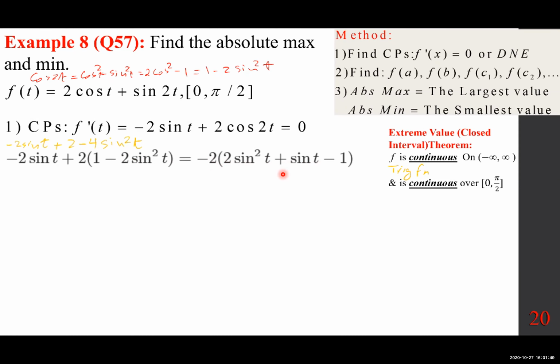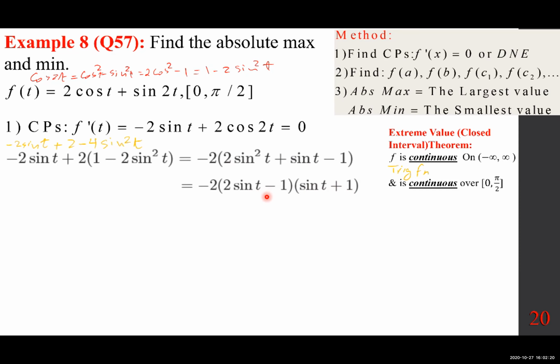Why are we doing that? Because we want to be able to factor it. I hope everybody is comfortable with factoring this. So -2 remains, and you factor this into 2 sine t minus 1 times sine t plus 1. That's a simple factor. We set this equal to 0. That means 2 sine t minus 1 equals 0, and sine t plus 1 equals 0.